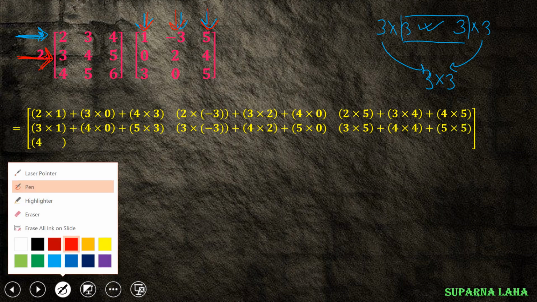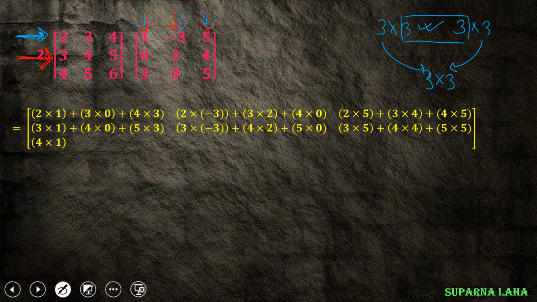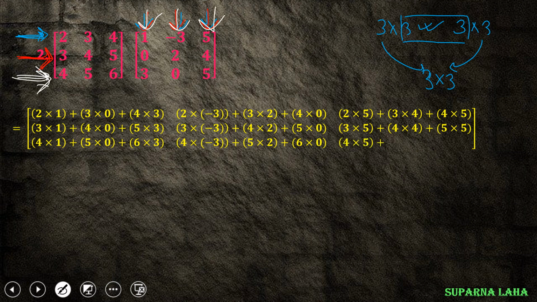Now, moving to the third row, first column. So, 4 into 1, 5 into 0 plus 6 into 3. Third row, second column, 4 into minus 3 plus 5 into 2 plus 6 into 0. Next, third row, third column. So, 4 into 5 plus 5 into 4 plus 6 into 5.